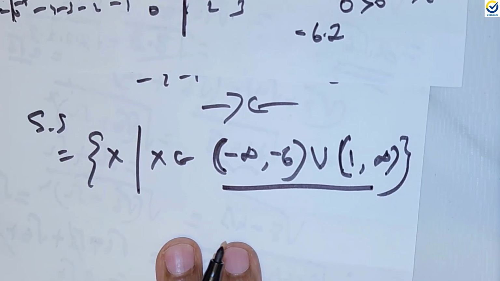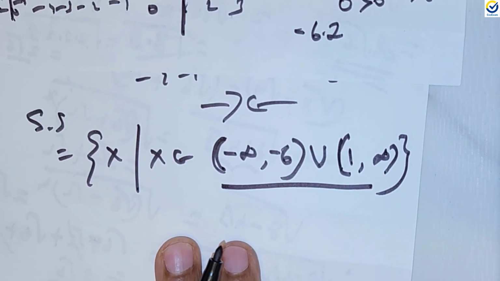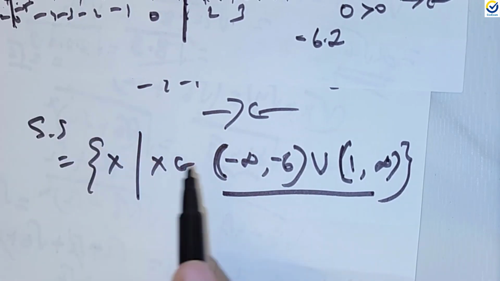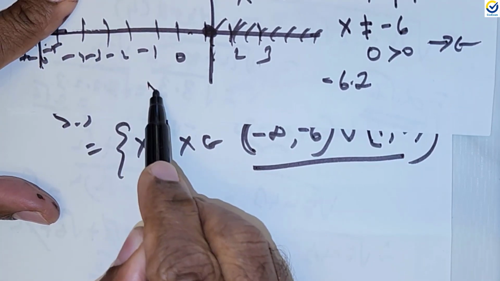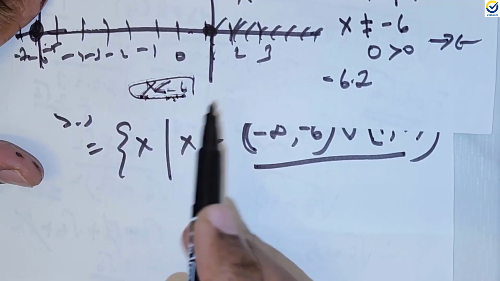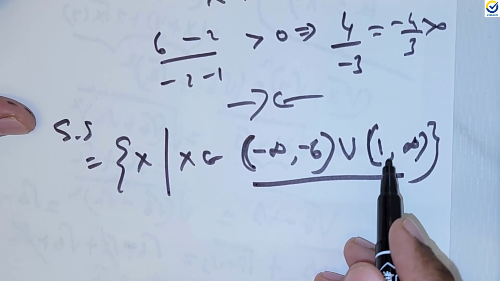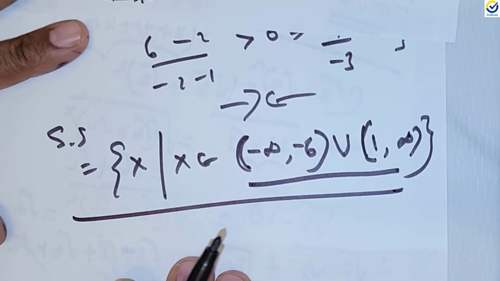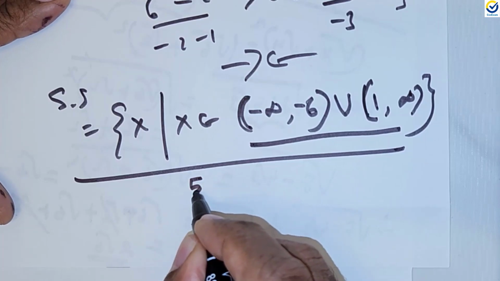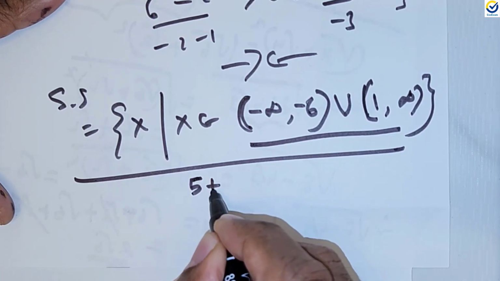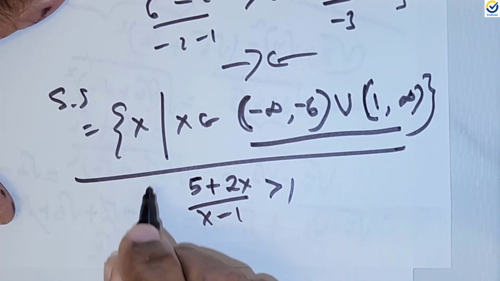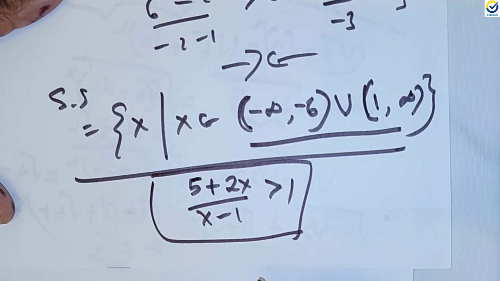You cannot outrightly simply give the values. For all x less than −6, you cannot just specify the values alone. You have to include them like this. So this will be the solution for this inequality: (5 + 2x)/(x − 1) > 1. This is the original inequality.